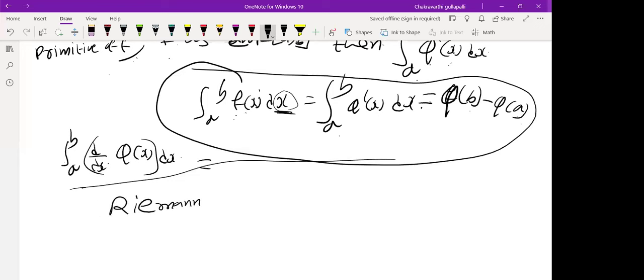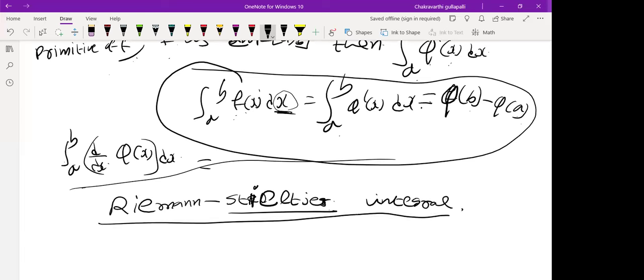So both together invented this concept, the Riemann-Stieltjes integral. I am doing only the application of the Riemann-Stieltjes integral concept.